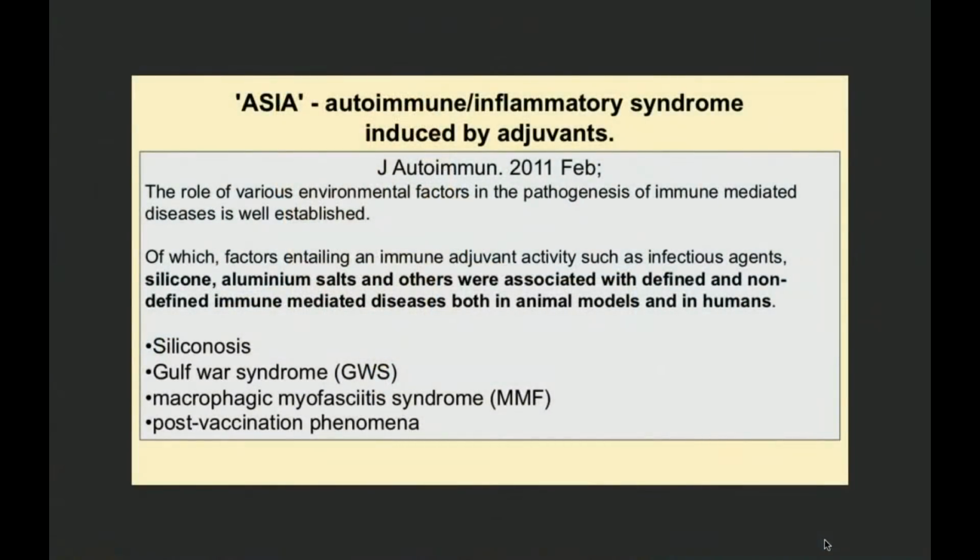Oh, wait, this might get by the censors. There's a condition with an injectable medical product that they use in the military, and it caused a lot of things called Gulf War syndrome. And this injectable medical product, inside of it had silicone, aluminum salts, and other defined and non-defined immune-mediated diseases, in both animal models and human models. Silicosis, Gulf War syndrome, macrophage, and post-vaccination phenomena.